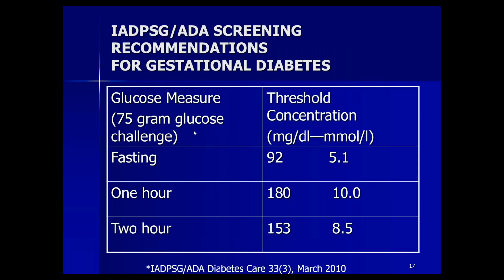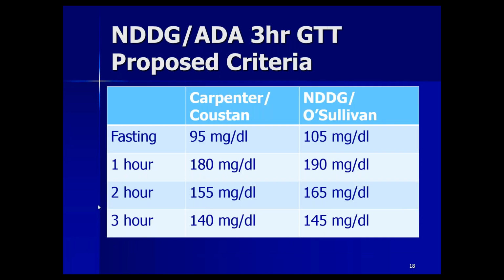If you are using the 2-hour, 1-step, 75-gram method, any one of these 3 numbers that is abnormal will buy you the diagnosis of gestational diabetes. And the numbers are 92, 180, and 153. No, they are not 90, 180, 153. In order to get the proper sensitivity of the test, it's 92, 180, 153. So not necessarily easy to remember, but that is what you would use and what your lab should be using if you're using that 75-gram test, either prenatally or in that postpartum period.